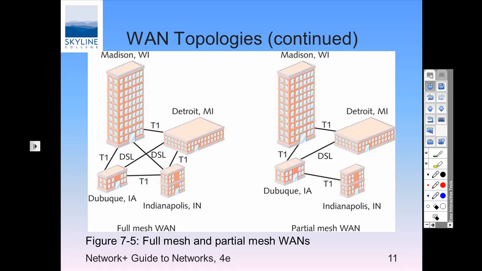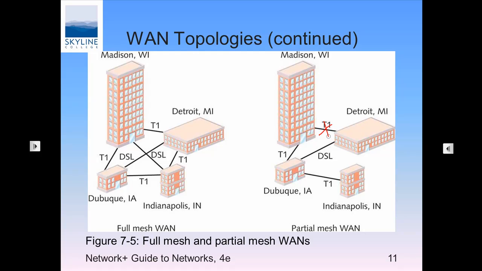See, our guys out here in Indianapolis aren't very important, are they? Hanging in the wind. So if they go down, they're down. Everybody else, if one of these goes down, there are alternate data paths. If we broke this one, we could get there this way, right?